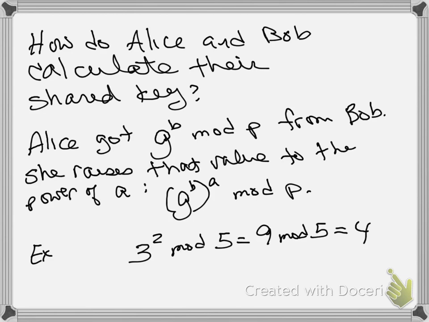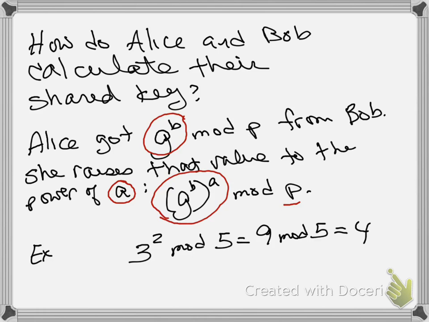Now, how do Alice and Bob take that information that was sent to them and use it to create a common shared key? So Alice got G to the B mod P from Bob. She raises that value to the power of A. So she takes the G to the B, raises that to the power of A, and then takes it mod P.